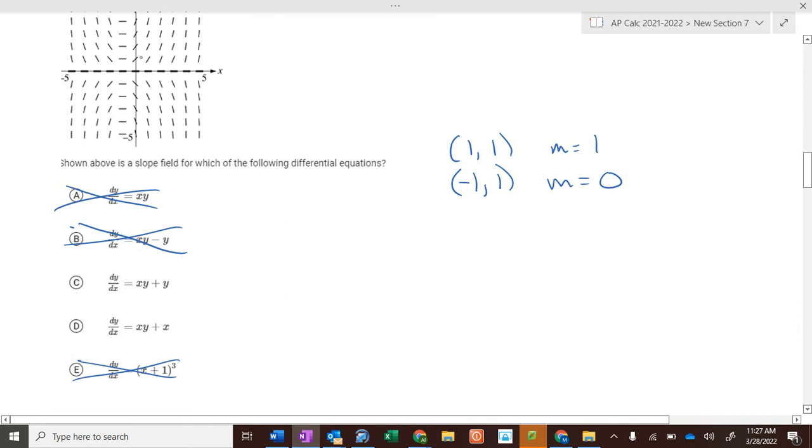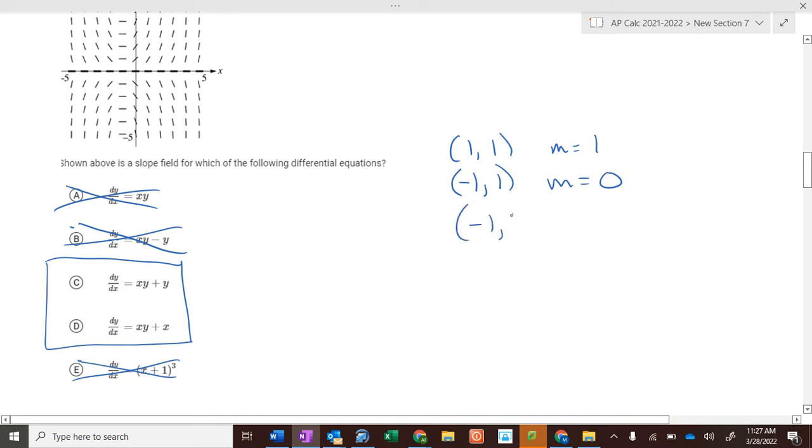Wait, so there's a 0 at 0, 0 gives you 0. So we know that must be something like this. Okay, so if we put in the negative 1, 1, negative 1 times 1 plus 1 is 0. That works. Negative 1 times 1 is negative 1 plus 1 is 0. That works.